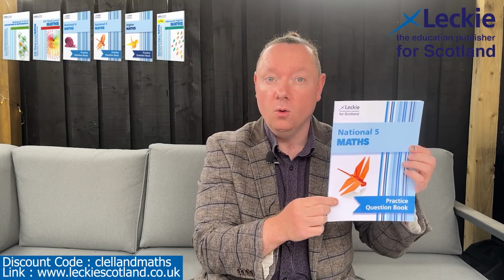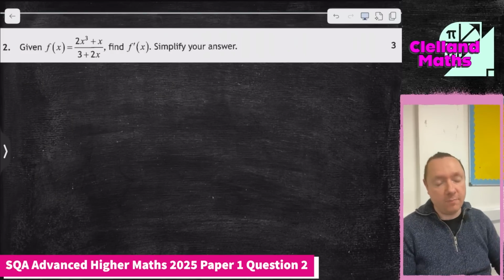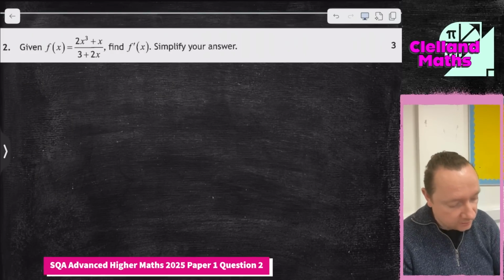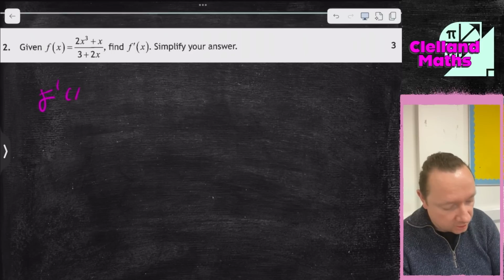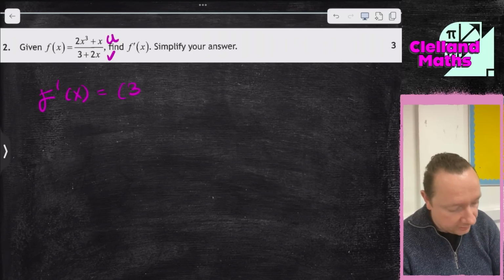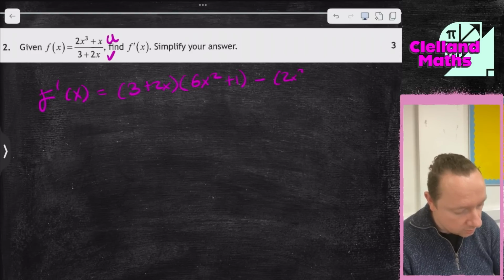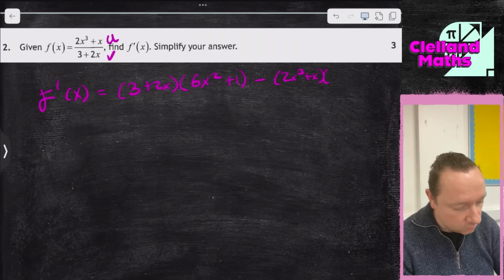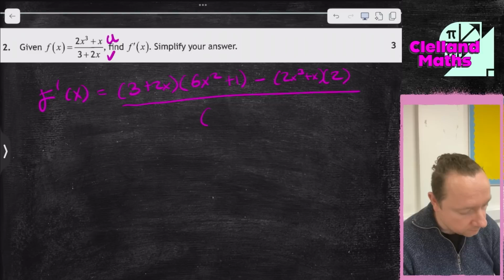SQA Advanced Higher Maths 2025, Paper 1, Question 2. f of x is this, find f dash x. So f dash x, we've got u and v, and it's the quotient rule. So v times u dash, which is 3 2s is 6x squared plus 1, minus u times v dash, which is just 2, all over v squared.